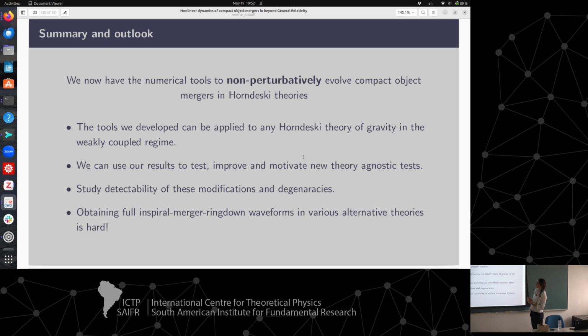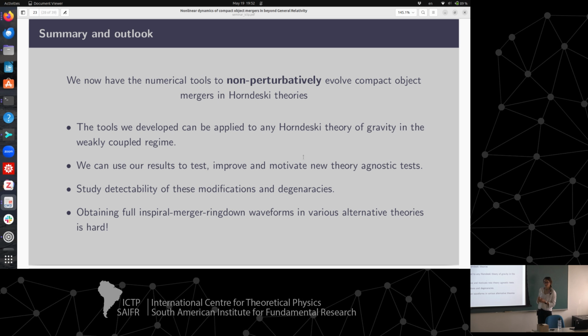And of course, I showed one example theory, but in principle, the tools we developed can be applied to any theory within this larger class of Horndeski theories of gravity, which typically have a large number of applications in cosmology.